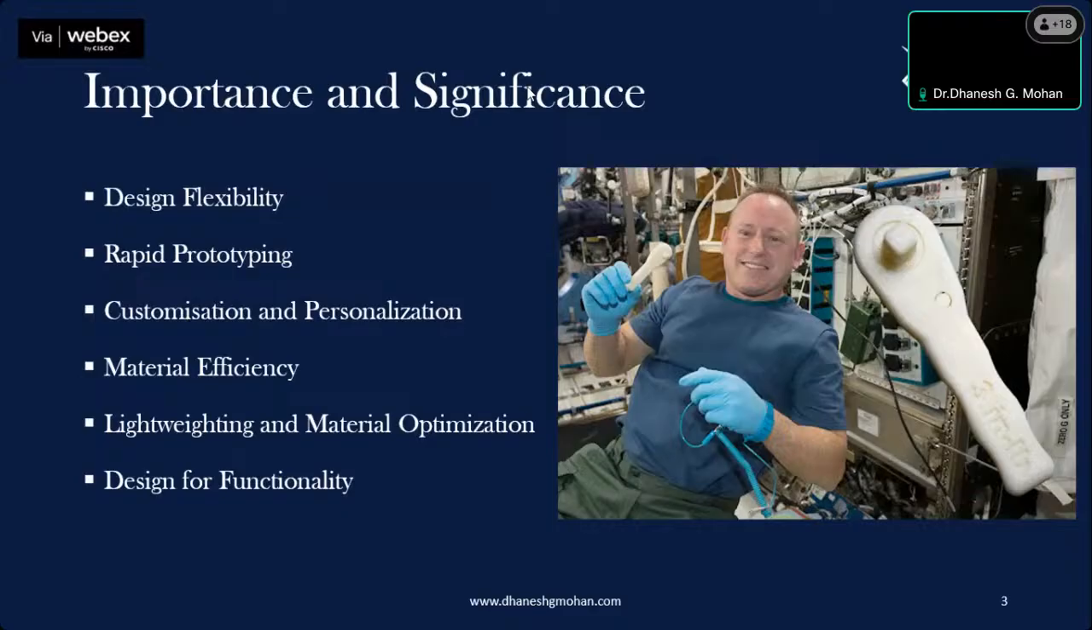Material efficiency for conventional manufacturing typically uses only 30 to 40% of the materials. But in additive manufacturing, we can attain up to 90% or higher. So the material efficiency is very high. Designed for functionality, that is lightweight and material optimization.